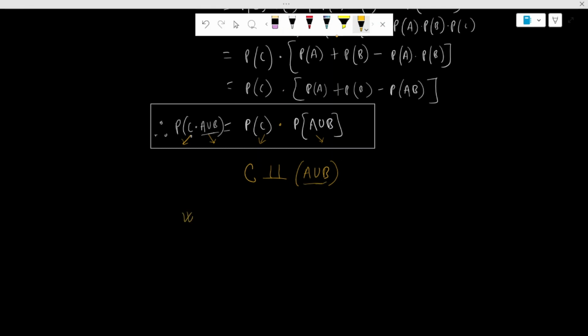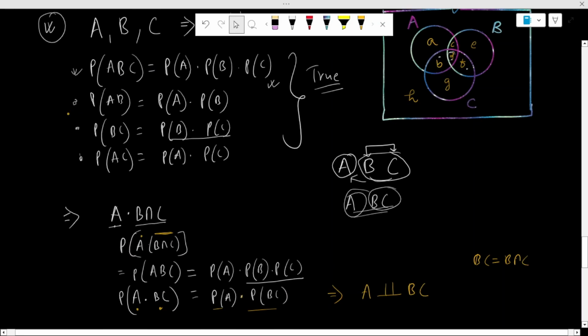So in summary, let us reiterate once again. If A, B and C are independent, and if their combinations AB, BC and AC are also individually independent, then if we take any one event, that event is independent of the construct of the remaining two events. If this holds true for independent events A, B and C, then if we take any one event, let us say A, it is independent of any construct of the remaining two events B, C. So this is what we wanted to prove.